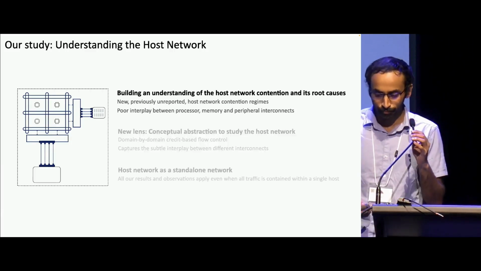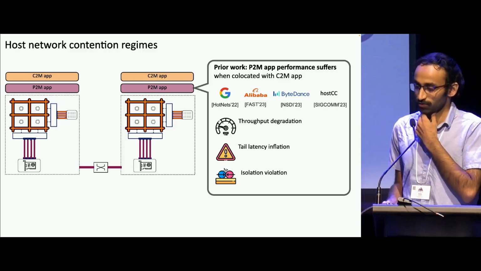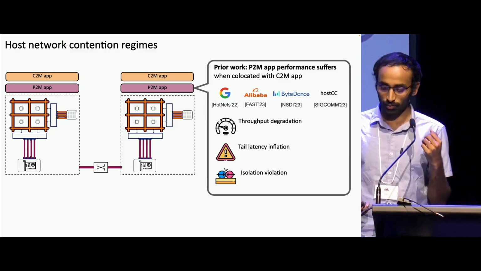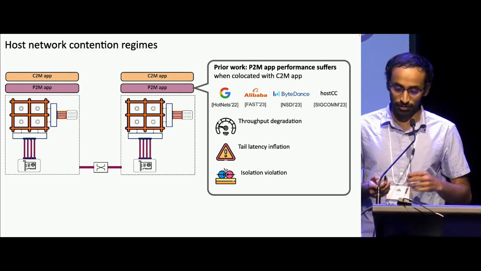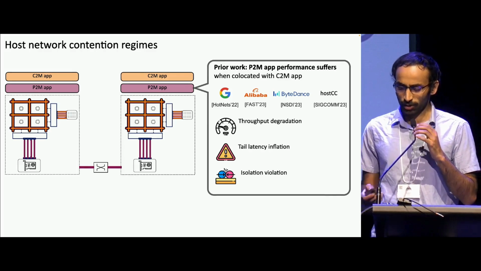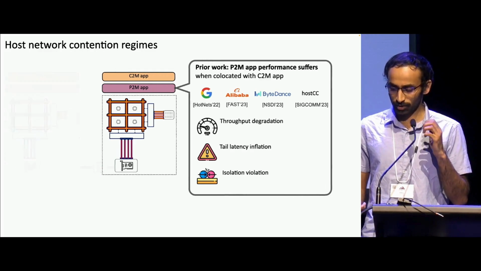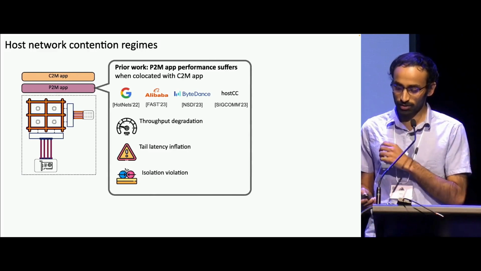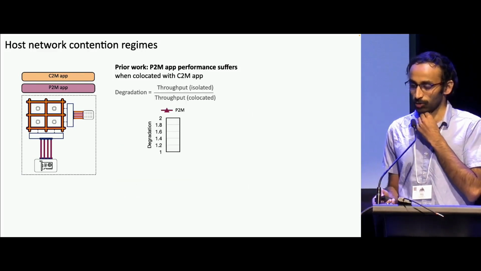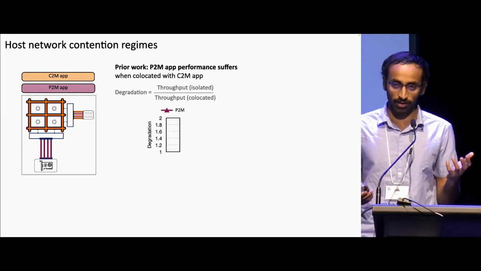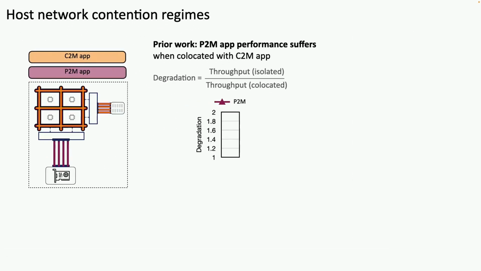So let's get started. Let's go back to this observation from prior work, where when we co-locate these P2M apps with C2M apps, the P2M apps observe performance problems. Similar to prior work, I'm going to focus on the receiver side, and I'm going to zoom into this particular problem of throughput degradation. Let's define throughput degradation as the throughput when the application is run in isolation divided by the throughput when it's co-located with the other application. So in this example, the P2M application is observing roughly 1.5x degradation.